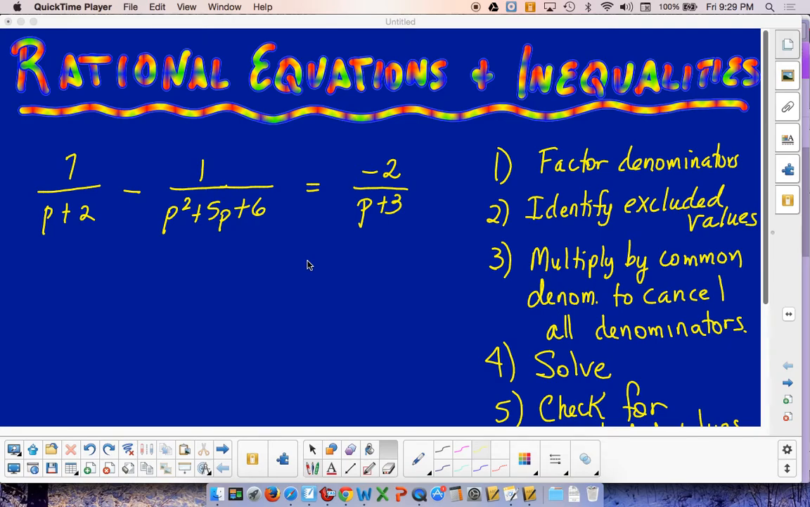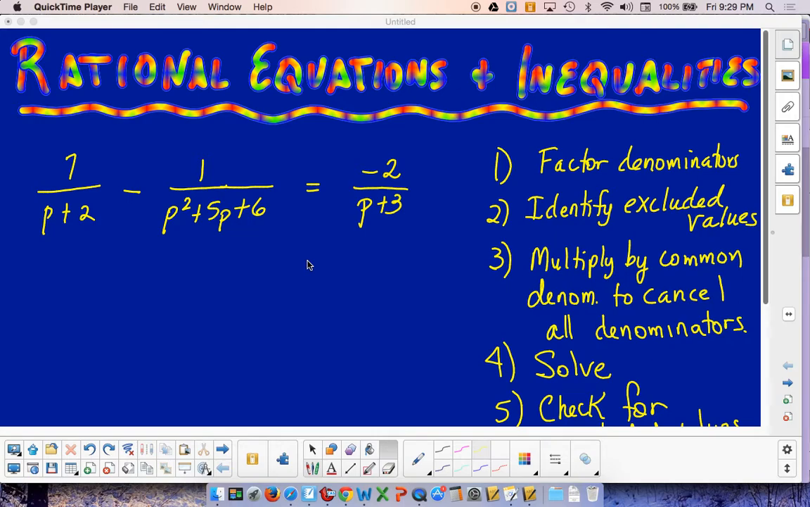Now that you're experts at simplifying rational expressions, we now want to solve them. We're going to solve both equations and inequalities, and the methodology is considerably different when you're doing an inequality, which we will do at the end. Okay, you've done the equalities many times before. We want to solve for p in this case.